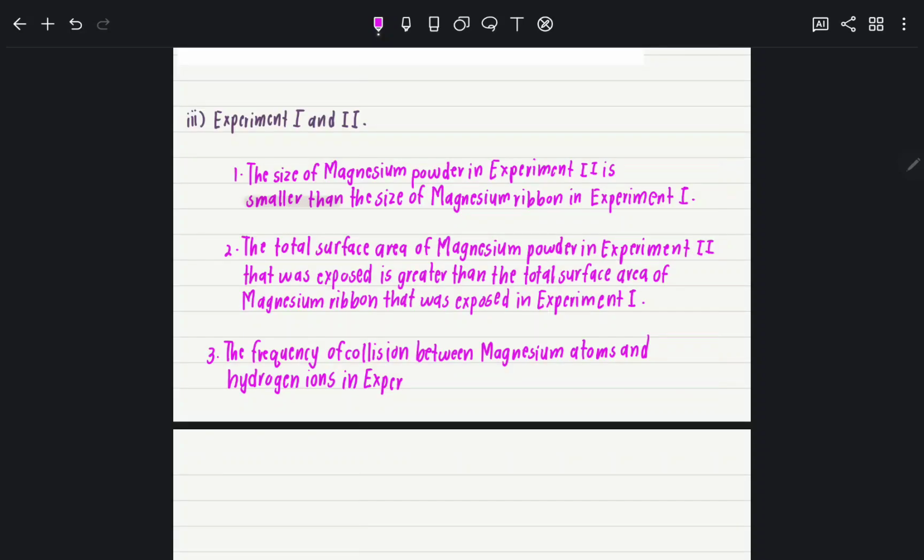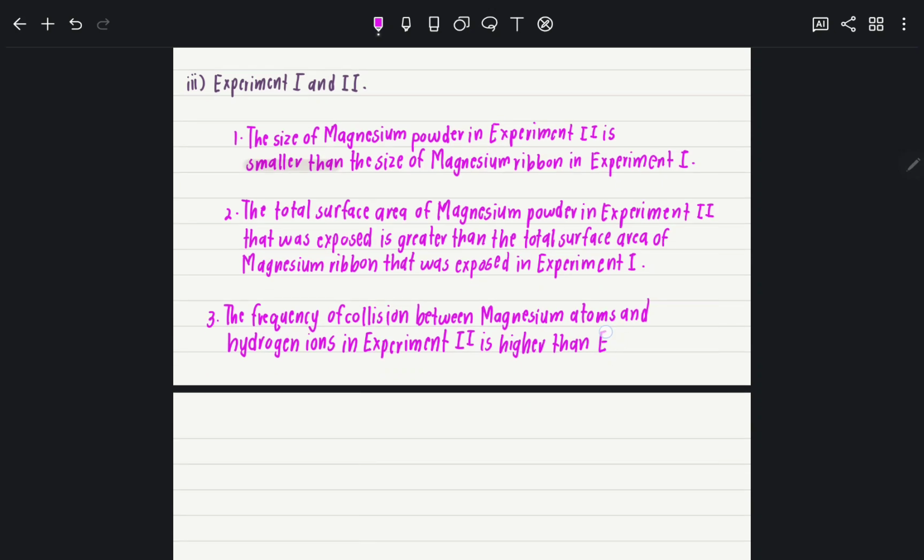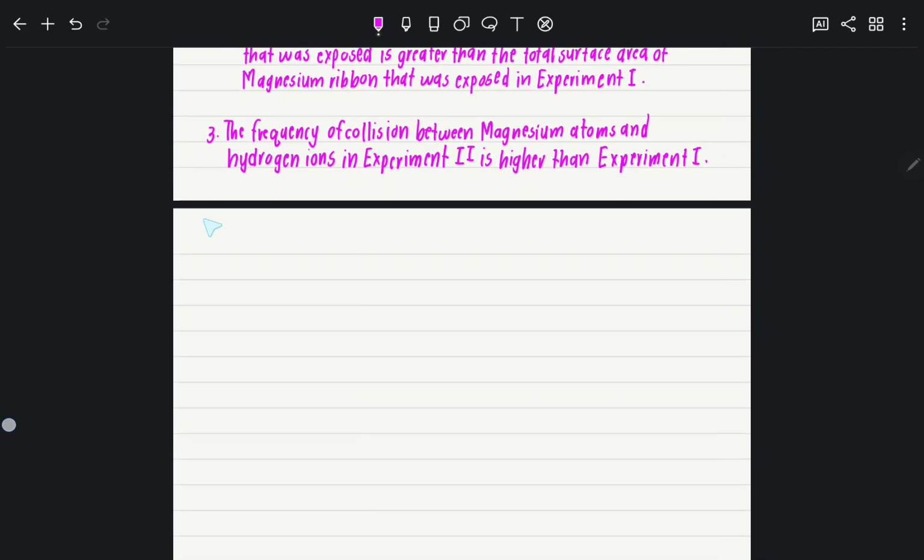Is greater, or higher. Okay, I love to use higher here because frequency is something that we can calculate. So that's why I love to use higher. In experiment 2 is higher than... I'm the type who likes to write in full. But if you want to write just higher than experiment 1, that's fine too, not wrong. So it's okay, we make it simple. Then experiment 1.